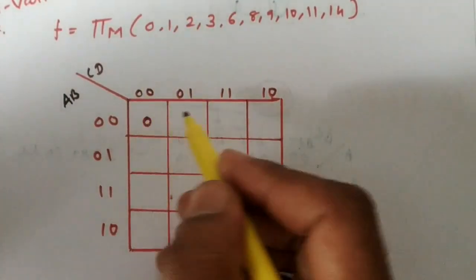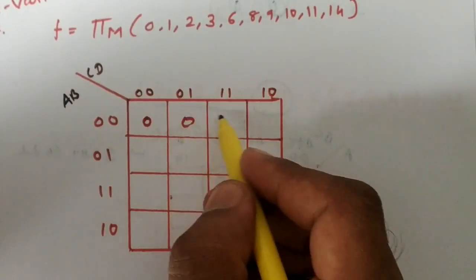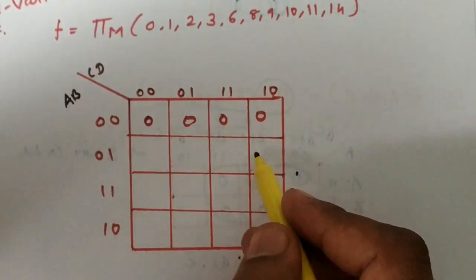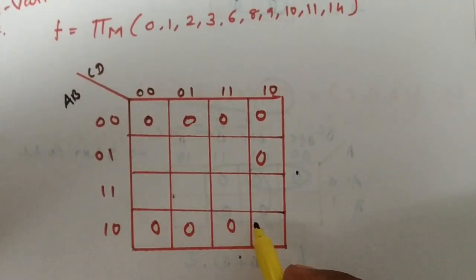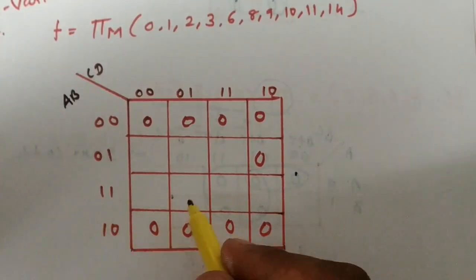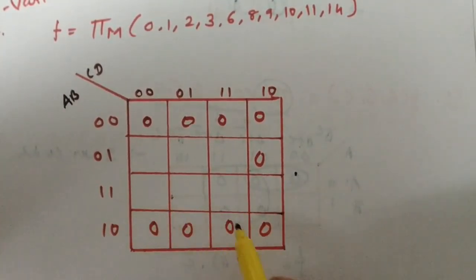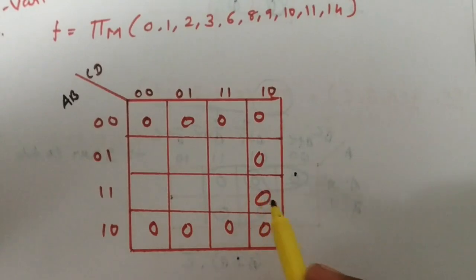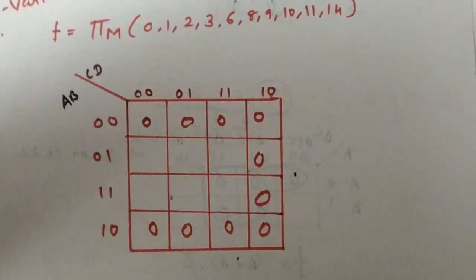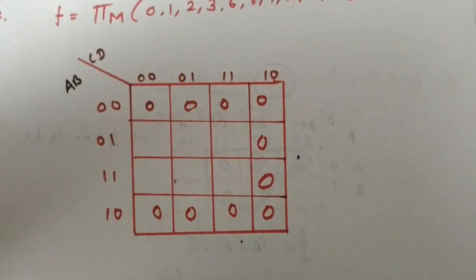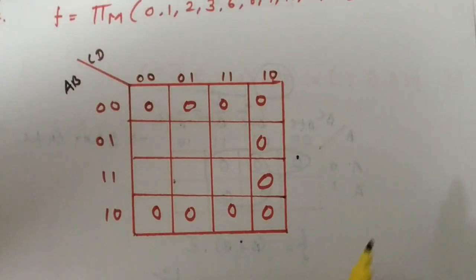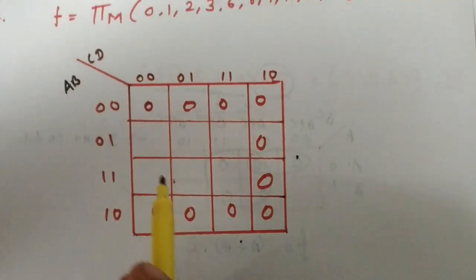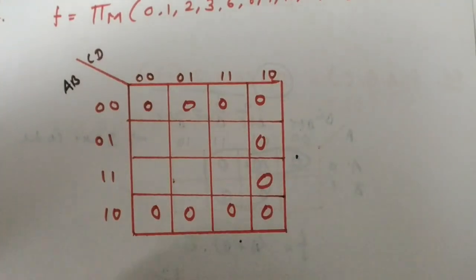So 0 will be here, 1 will be here, 2, 3 will be here, 6, 8, 9, 10, 11, and then we have the 14. So 12, 13, 14 will be here, right? If you don't know how to map this, please go through the basics in my earlier videos of K-map, so you'll get the idea of how to do that. Okay, so what we can do is we need to make the grouping of the highest number of bits. That is what the K-map says, so that you can minimize the expression.